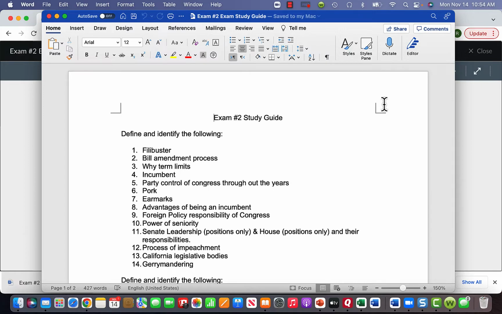Know what pork is and how pork can be put into place to maybe make a candidate or a congressperson look good, and that it can be used to bring more money to a district.